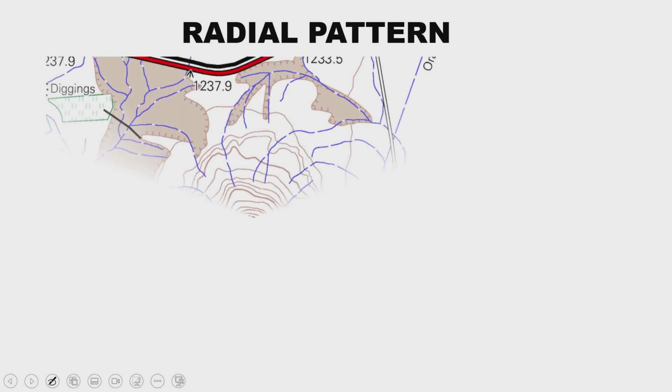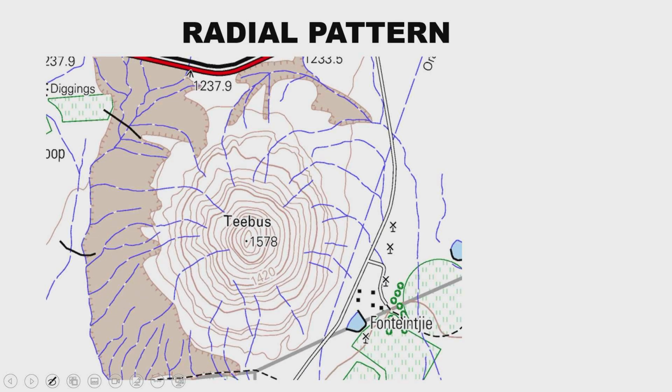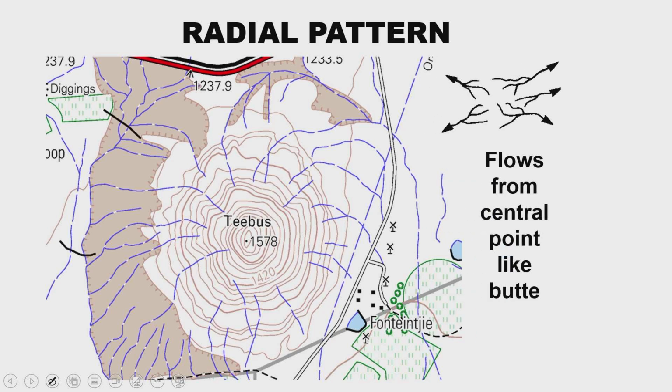Now the radial pattern. Remember we said it radiates from a high point and outwards. So let's see. There is your topographic map, and let's see how it looks. It flows from a central point. So in this case, the central point will be there, and the radiation is outwards from the central point.